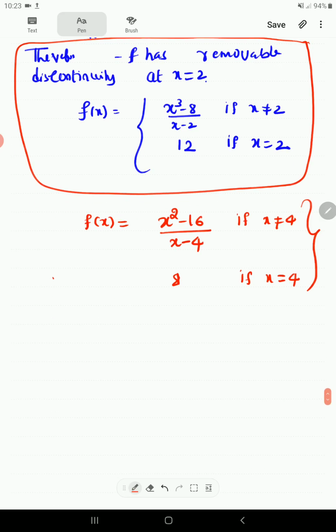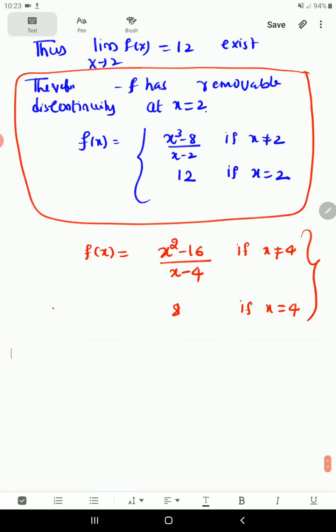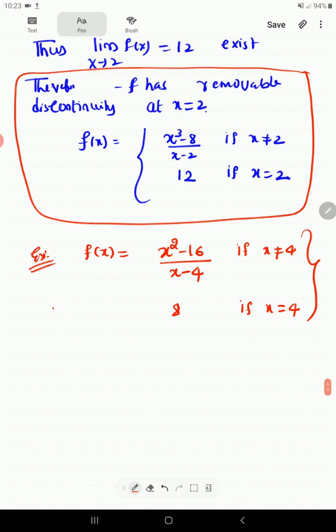The given function is f of x equal to (x square minus 16) upon (x minus 4). Check whether the given function is continuous at x equal to 4. Check the difference and comment the answers in the comment box. Let me know what you get.